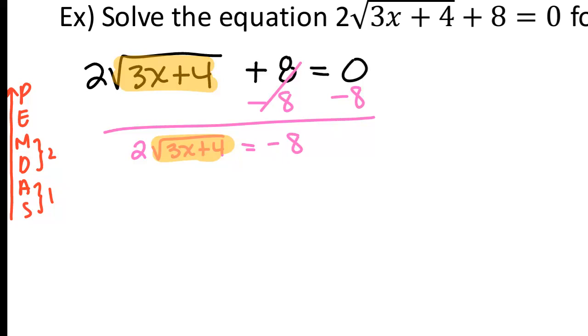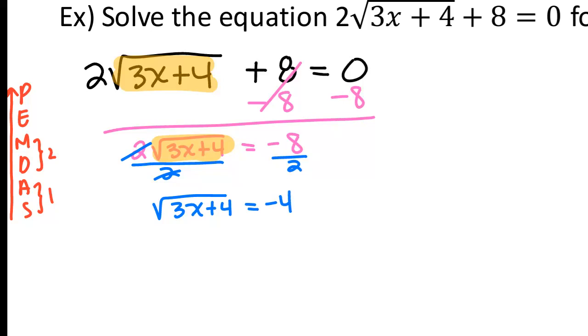And again, I'm still trying to get this by itself. So now I have to get rid of the 2 by doing what? Dividing. That's 2 times. So the inverse would be to divide both sides by 2. So the 2's cancel. We get the square root of 3x plus 4 equals, what's negative 8 divided by 2? Negative 4. And then I have to get rid of the square root now. So what did we do yesterday again to get rid of the square root? Square both sides.